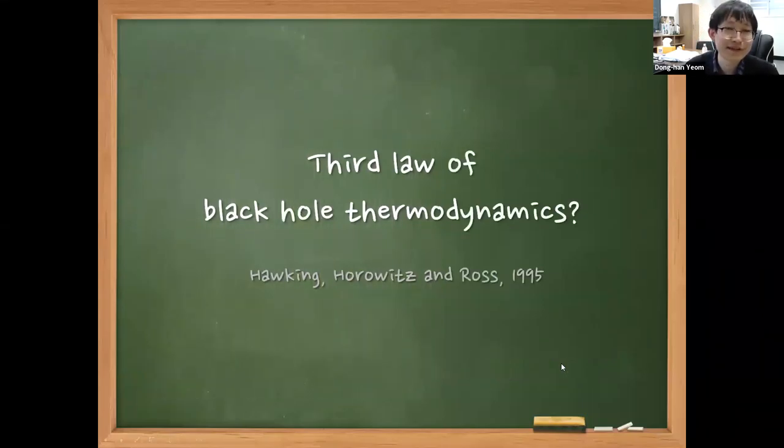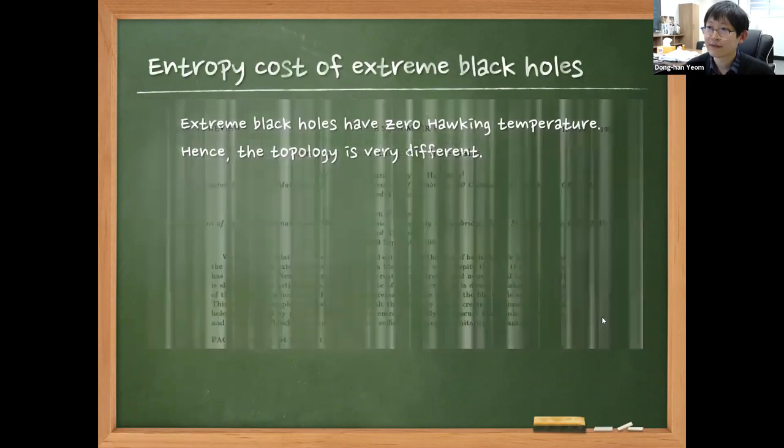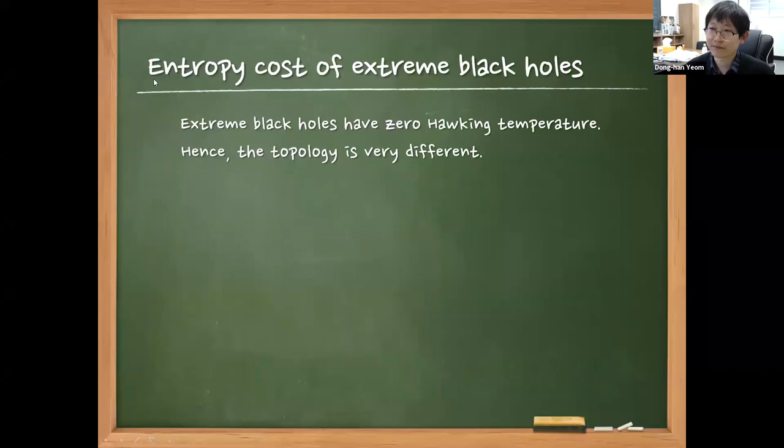I think I don't have enough time, but let me very quickly mention the third law of black hole thermodynamics, based on the Hawking-Ross paper in 1995. In this paper, Hawking and Ross discuss the entropy of extremal black holes.